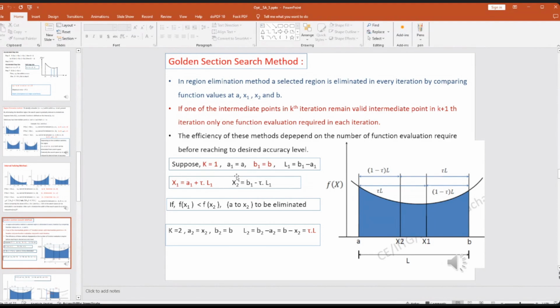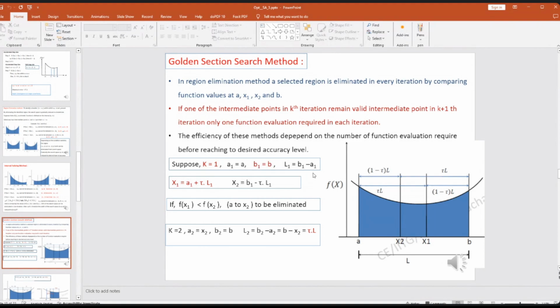Suppose we are taking a scheme where we choose a value tau. Tau is a value between 0 and 1, a fractional part. First of all, when k is equal to 1, we select a1 is equal to a, b1 is equal to b. This 1 stands for iteration level. At k is equal to 1, a1 is equal to a, b1 is equal to b, and the interval L1 is equal to b1 minus a1, which means b minus a.